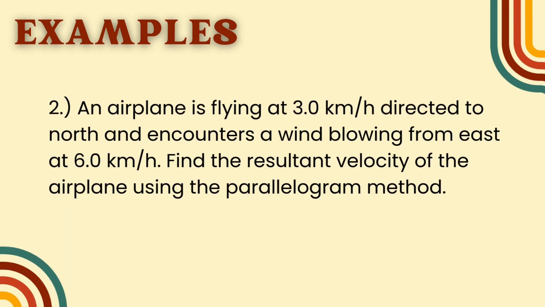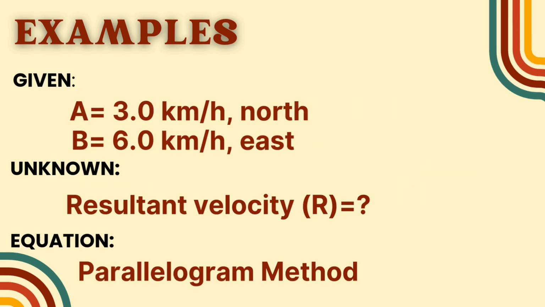For our example number 2, an airplane is flying at 3.0 km per hour directed to north and encounters a wind blowing from east at 6.0 km per hour. Find the resultant velocity of the airplane using the parallelogram method. For our given, A is equal to 3.0 km per hour north, B is equal to 6.0 km per hour east.